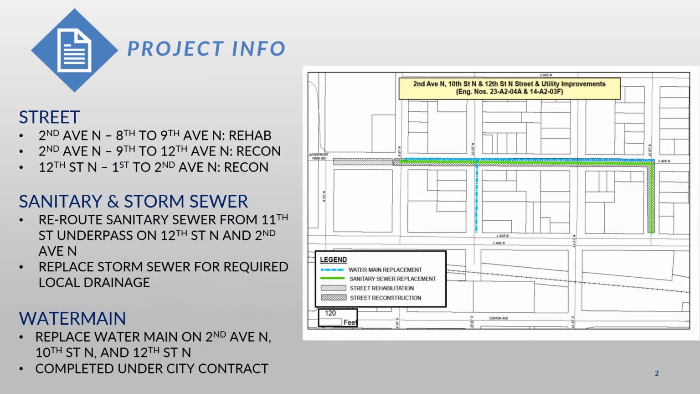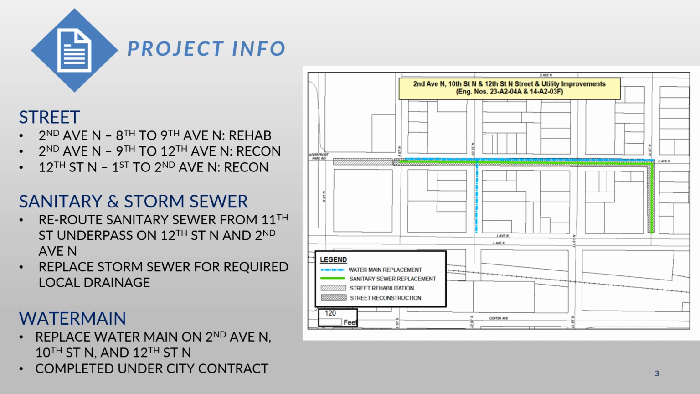This is a vicinity map for the project and shows the rough limits of construction. The project area includes 2nd Avenue North from 8th Street to 12th Street, and 10th Street North and 12th Street North from 1st Avenue North to 2nd Avenue North.